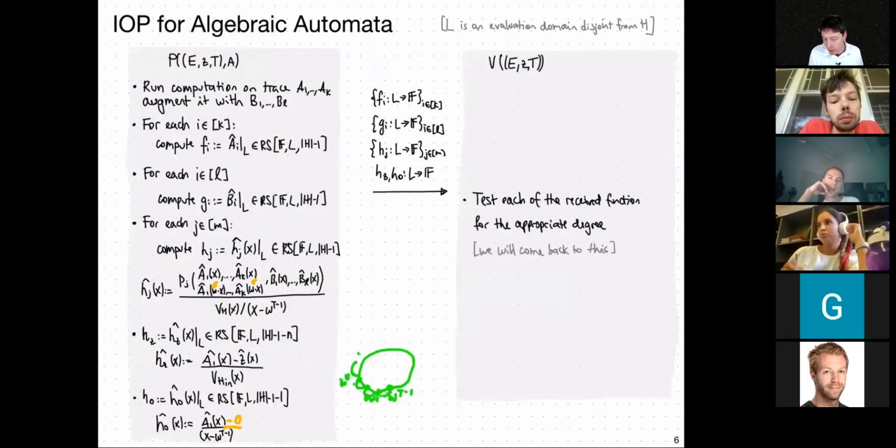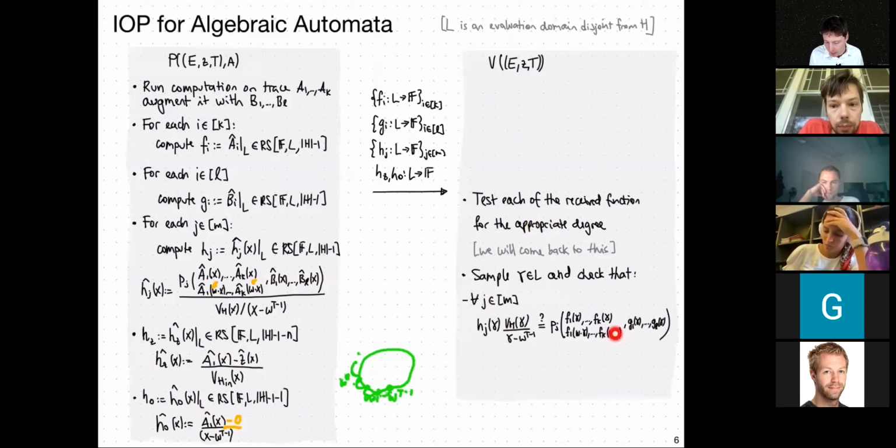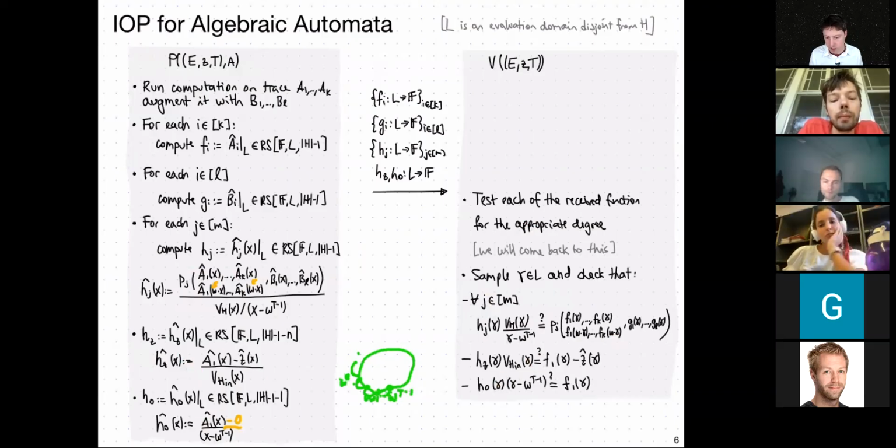And the verifier, what is it going to do? It's going to test that each of the received functions have the appropriate degree, okay, using FRI. And then it will check each of these polynomial equations at a random point. So here it is checking this equation, here it is checking this equation, and here it is checking this equation. And of course, just like in other lectures, we need L to be disjoint from H. Otherwise, we're going to run into some trouble dividing here. Okay?